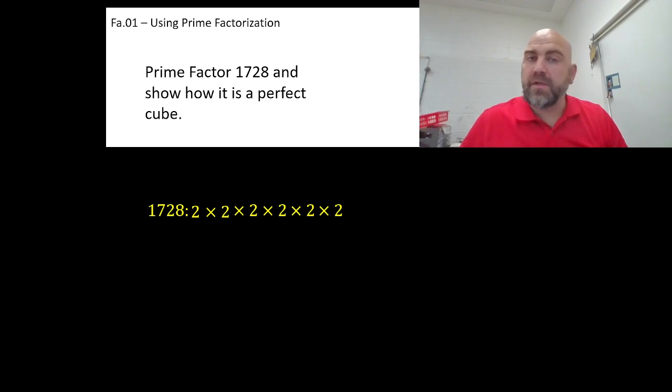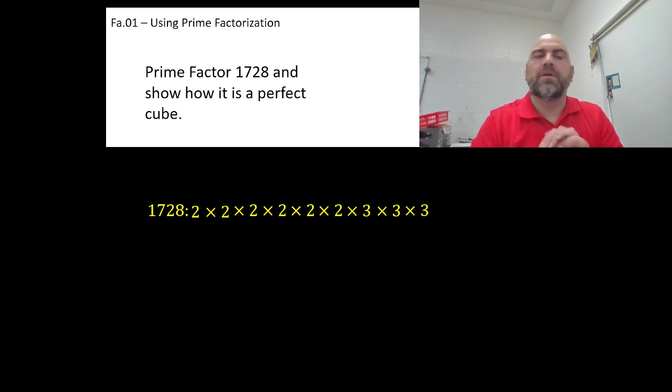Now 27 is not a prime number, but it's also not an even number, so we can't divide it by 2, but we can maybe try 3. We try 3, and sure enough, it works. We'll get down to 9. Divide 9 by 3, and we get down to 3. And we can divide 3 by 3 and come to 1. So now we have prime factored 1728. You'll notice that there are six 2's and three 3's in there. And when we multiply them all together, we would get 1728.